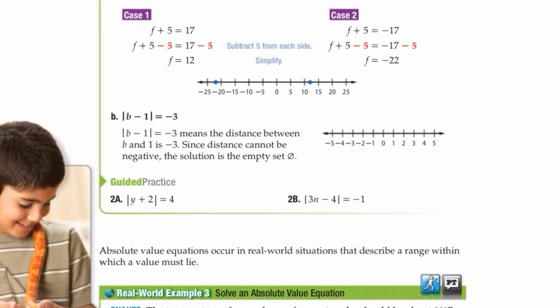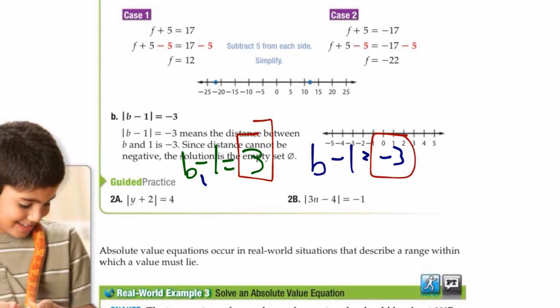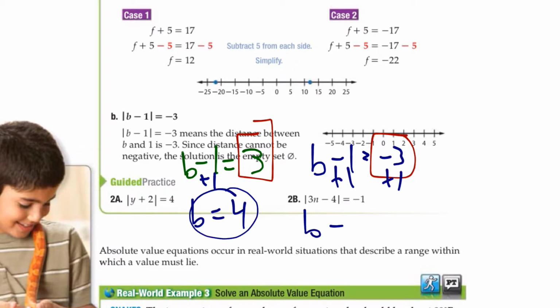So look at b. It says the absolute value of b minus 1 equals negative 3. So how am I going to set this up? Well, I'm going to go b minus 1 equals negative 3, and also b minus 1 equals positive 3. Notice what I changed is just this. And now I have to solve. Let's see what I get. I'm going to add 1. b equals 4. I'm going to add 1, and b equals negative 2. There are my 2 answers, and I am done. Because with absolute value, from 0 there's the distance this way, and there's the distance this way.